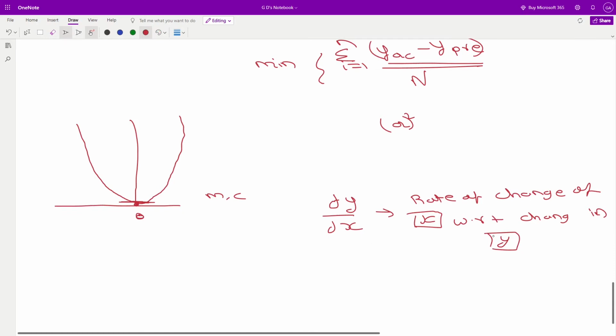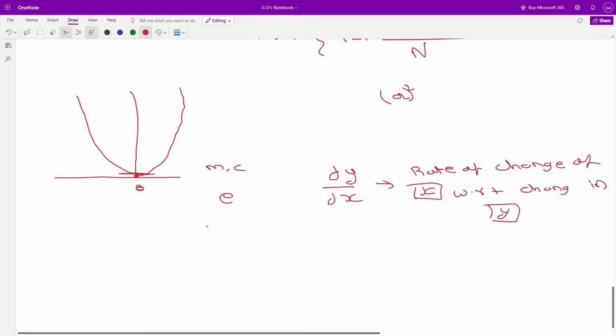In the same way, in our gradient descent application right now, if you want to find the minimum error, let's assume E is your error. So we want to find the rate of change of error with respect to change in your slope. Because slope is nothing but your line, right? You're trying to change your line. So what is the rate of change of error with respect to change in slope?